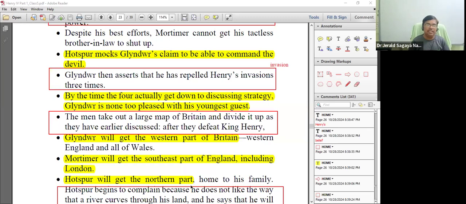Okay, undivided Britain, where you have England, Scotland, Ireland and Wales put together becomes Great Britain.